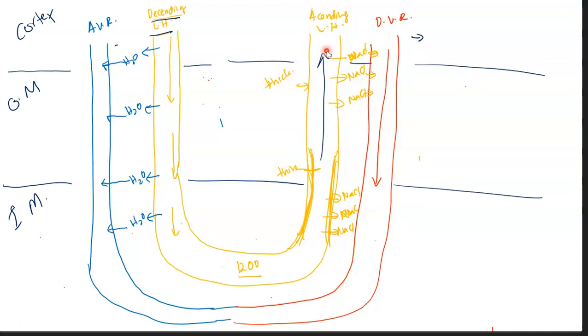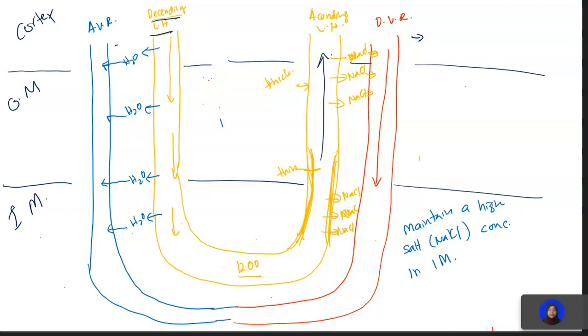The last point here is, what is the purpose of this process? It is to maintain a high salt, or NaCl, concentration in the inner medulla region, and this will enable the kidney to form concentrated urine. So that is how you explain the countercurrent multiplier system.